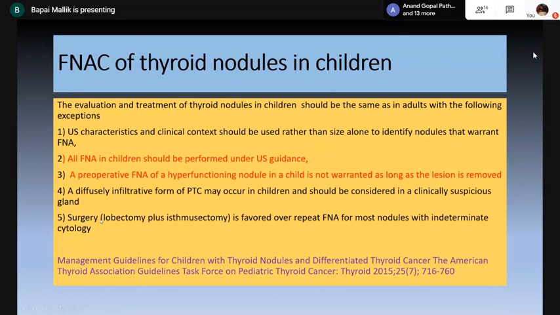Most of the time, you tend to favor surgery like lobectomy or isthmusectomy over repeat FNA for nodules with indeterminate cytology. So if it is an indeterminate cytology in an adult, you might like to wait for a while, but clinicians tend to subject these to surgery far more frequently, or far more readily, than what you would have done in case of adults.